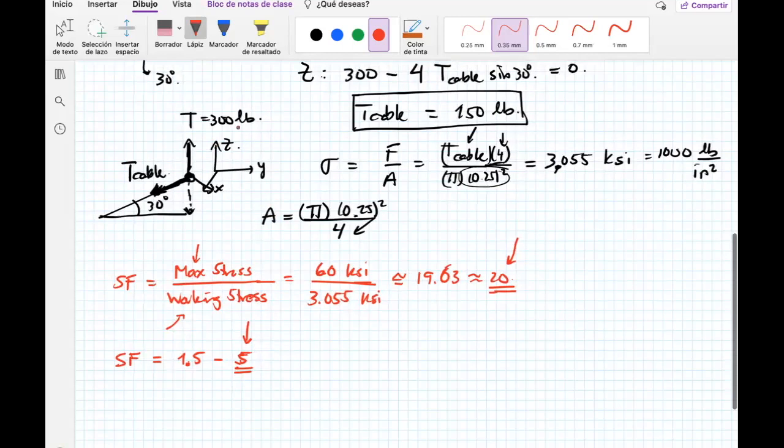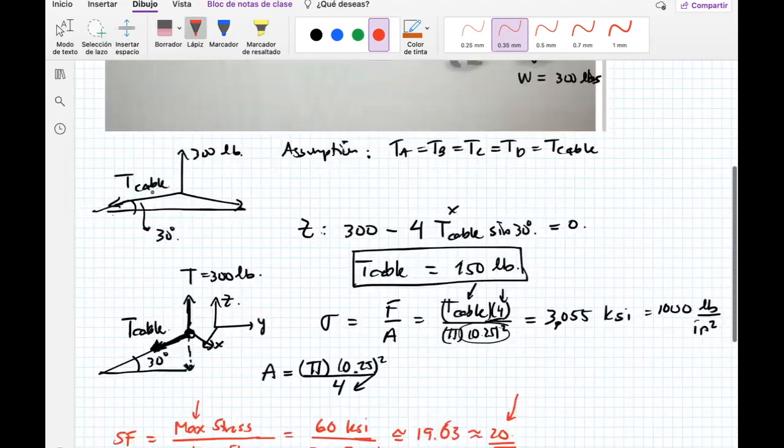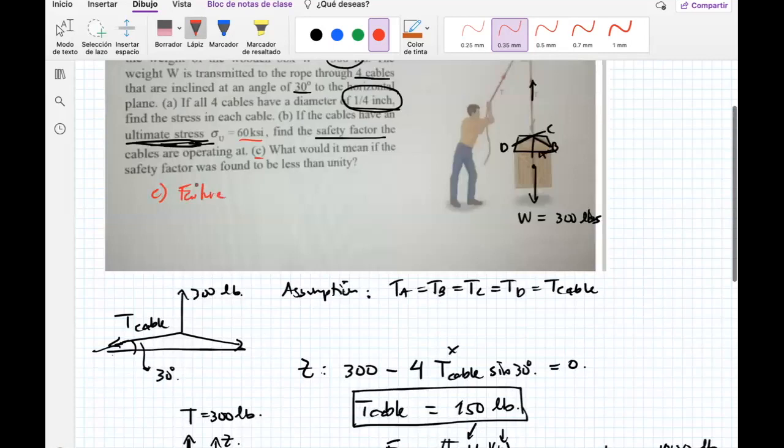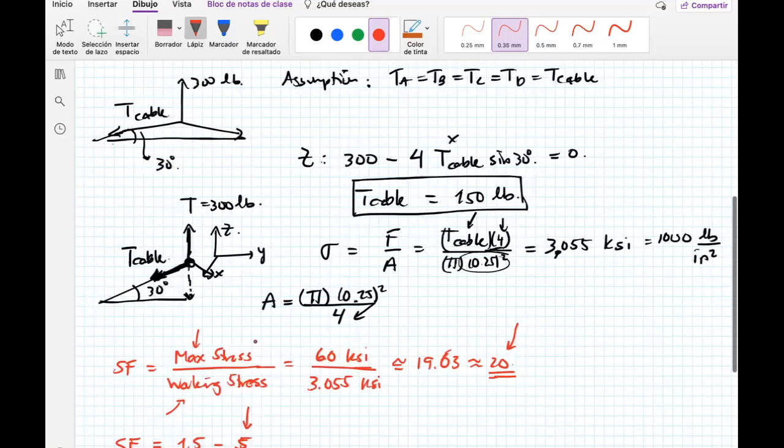One more thing that they are asking is, what would it mean if the safety factor was found to be less than unity? If that happens, you can say failure can occur. Let's just open the possibility. So failure can occur, that is, you are working above the maximum stress. That is what having a safety factor below 1 means: your working stress is higher than the maximum stress, so you are set to failure. That is what a safety factor below 1 should mean.